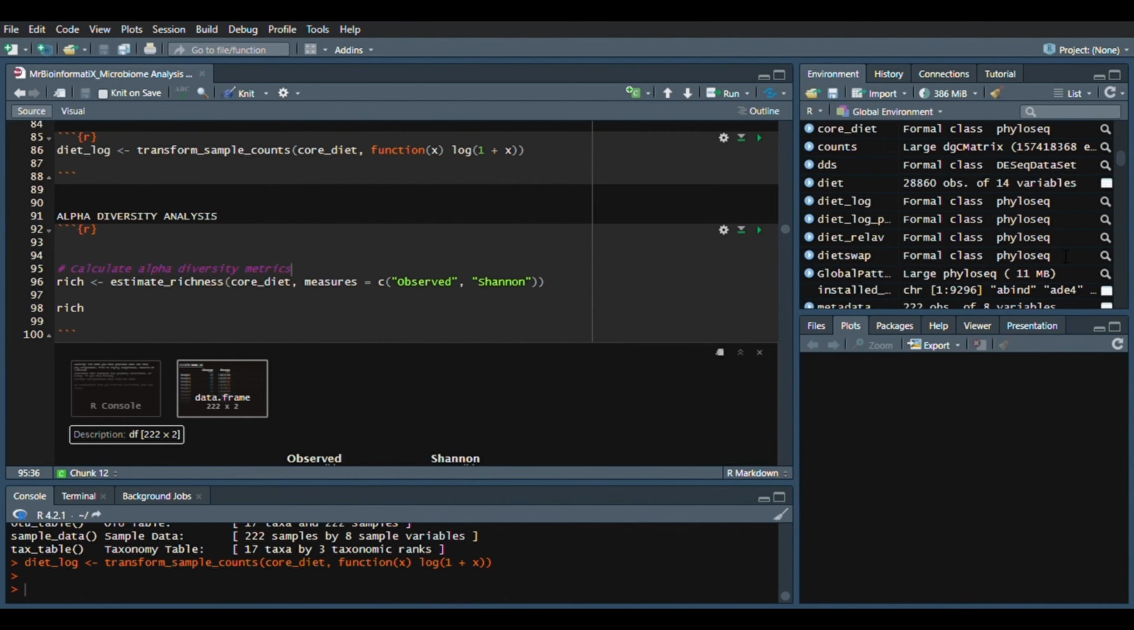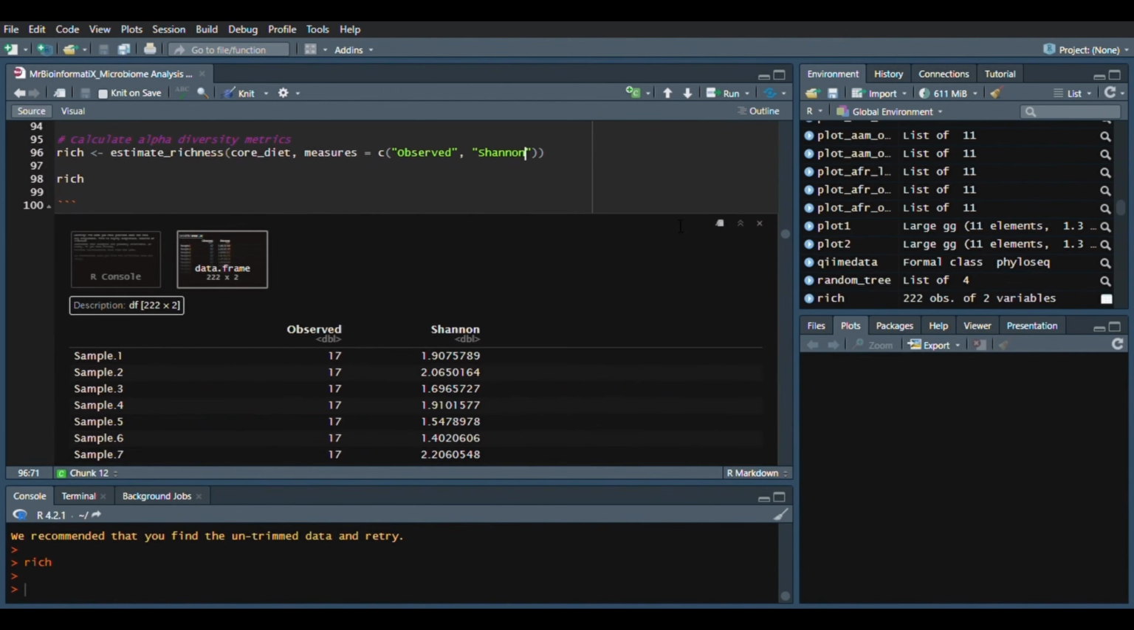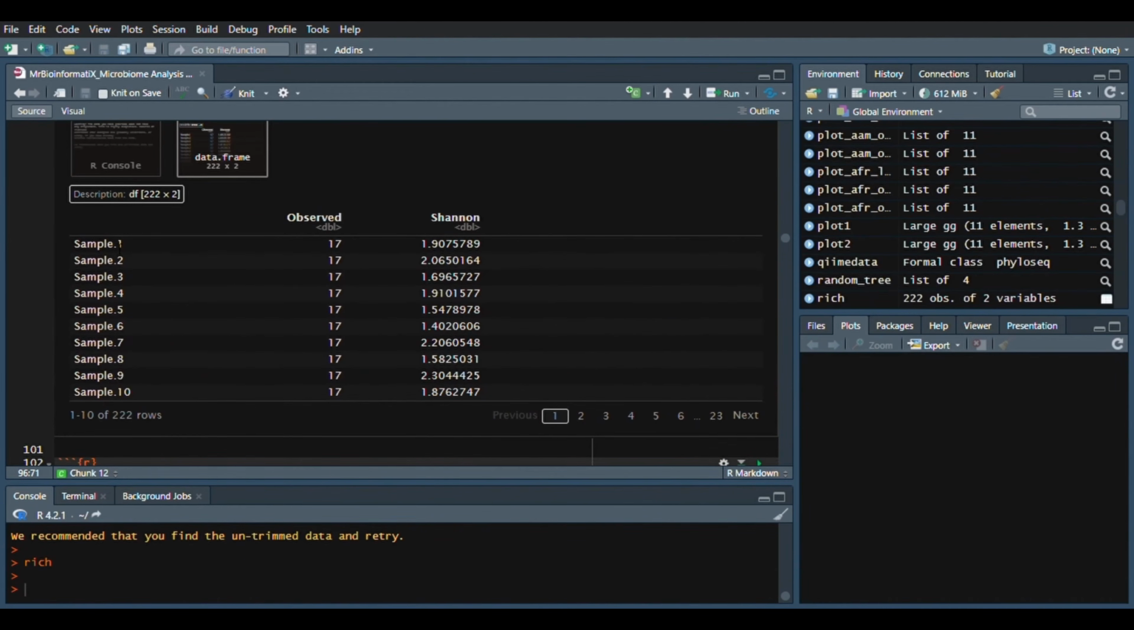Now, let's go through our steps. We will calculate and visualize these alpha diversity metrics. So, we use estimate richness, with measures, we want to look at observed and Shannon. Let's run our code. As you can see, here are the samples, and here observed, and here Shannon.